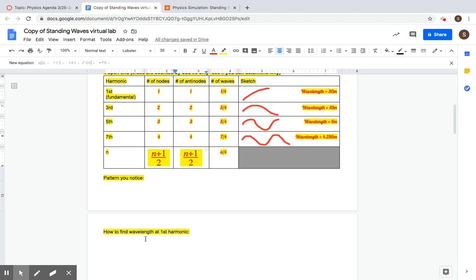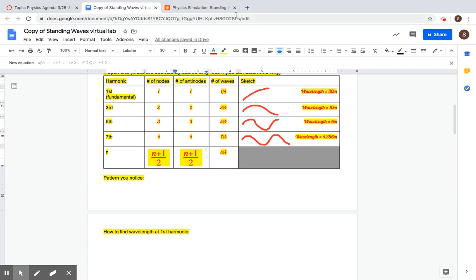How to find the wavelength of the first harmonic. I kind of shared that with you in the beginning, so you can just type that out. And then the Flipgrid question asks you about how to find a pattern between the node value and the wavelength itself. So if you're going from 1 to 30, 2 to 10, 3 to 6, 4 to 4.286, wow, that's a really, really hard pattern to figure out.